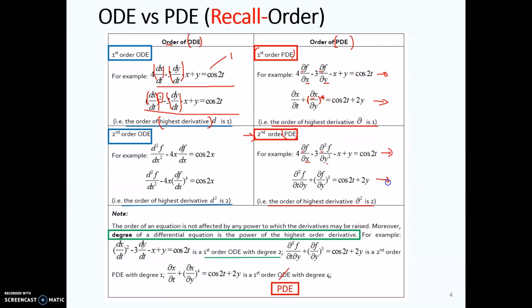In this example, you have two independent variables. Therefore, this is PDE. And you check for the highest derivative, which is this. So this is called the second order PDE with degree equal to 1.